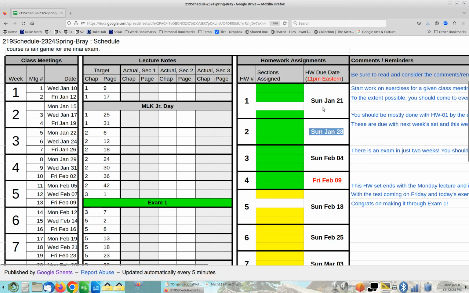By the way, homeworks are due at 11 p.m. Eastern Time on whatever the indicated date is. They'll be submitted through Gradescope. I presume y'all are all very familiar with Gradescope.